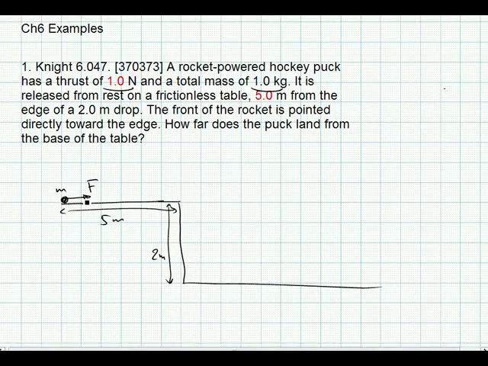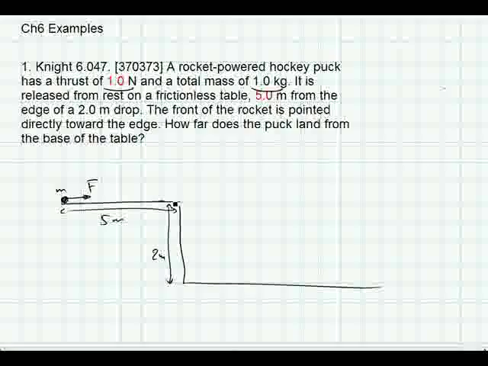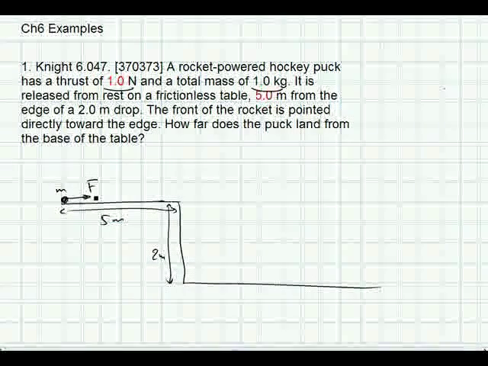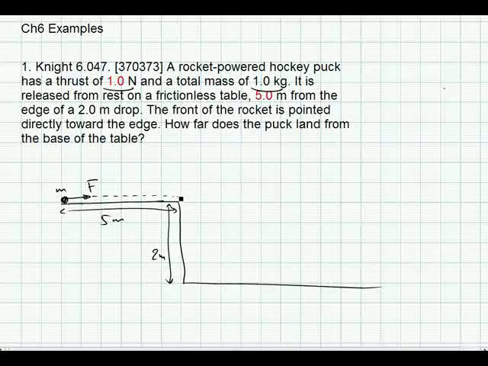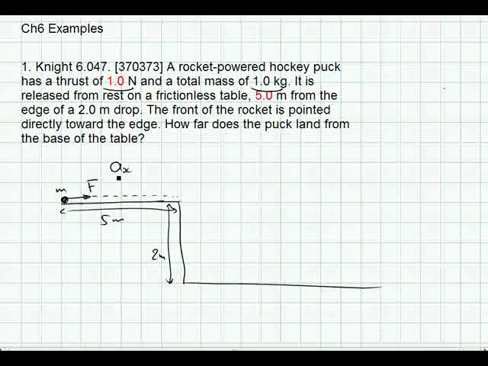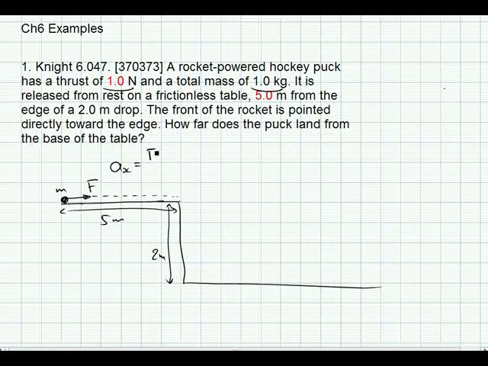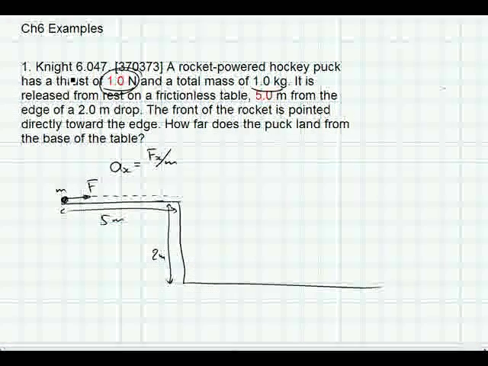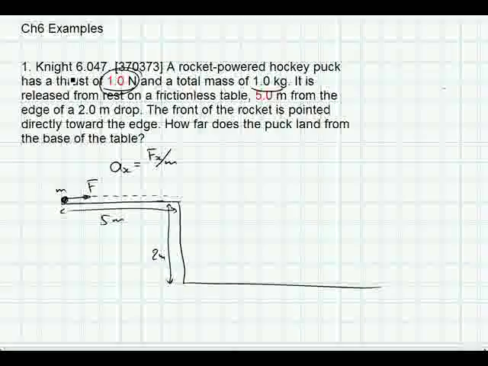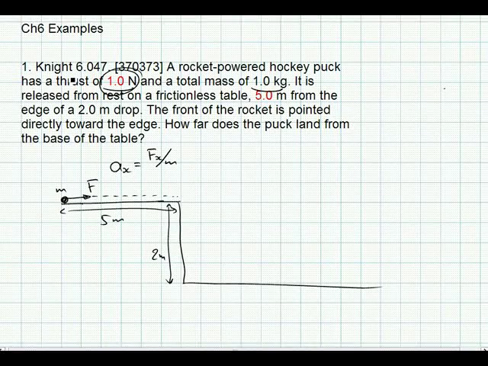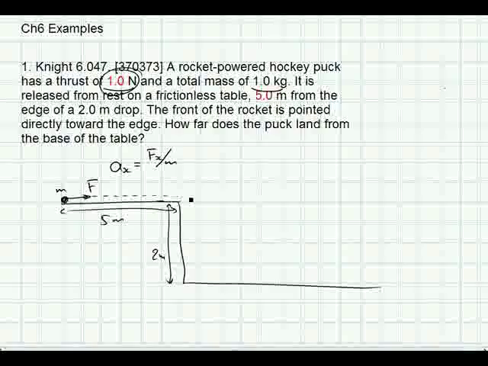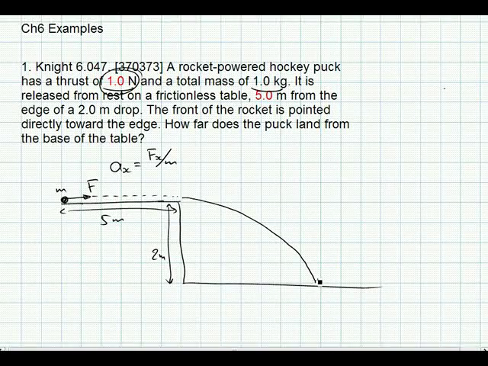While the hockey puck is moving towards the edge of the table, of course it's a linear motion. There is an acceleration in the x direction, which you can figure out by taking force in the x direction divided by mass, the force in the x direction in this case being simply 1 Newton, and the mass is 1 kilogram, so acceleration is 1 meter per second squared. Now the hockey puck reaches the edge of the table. It's going to assume a projectile motion.